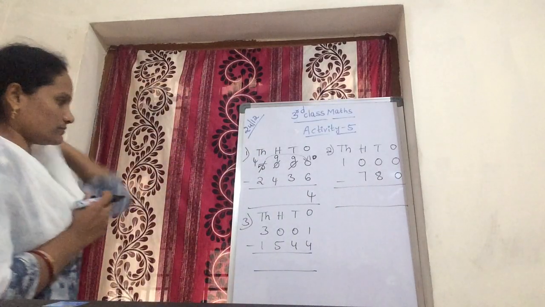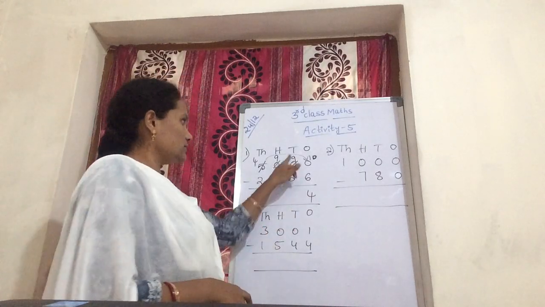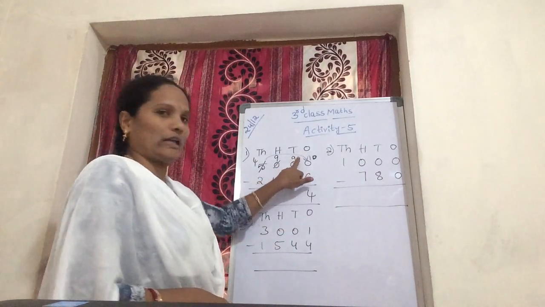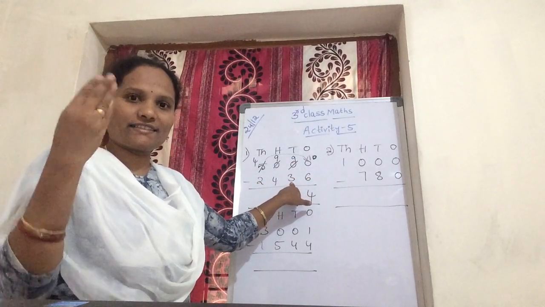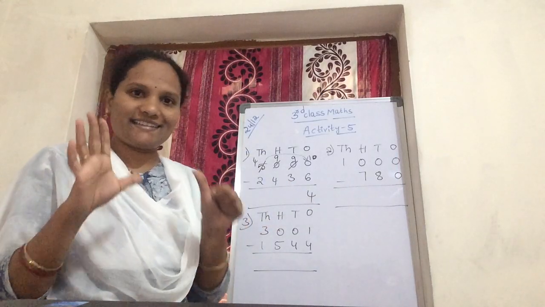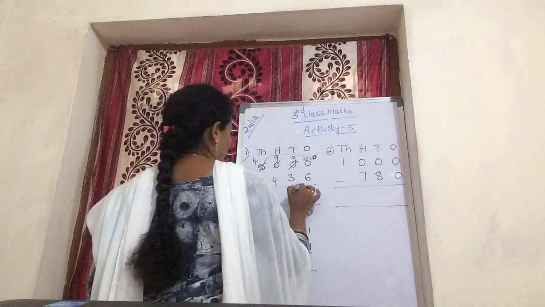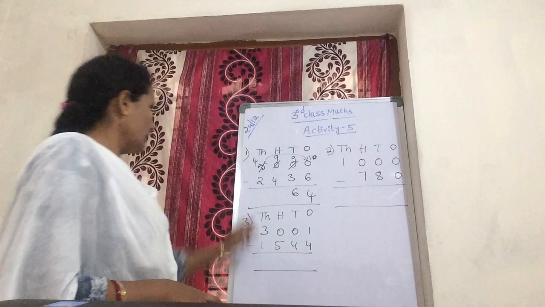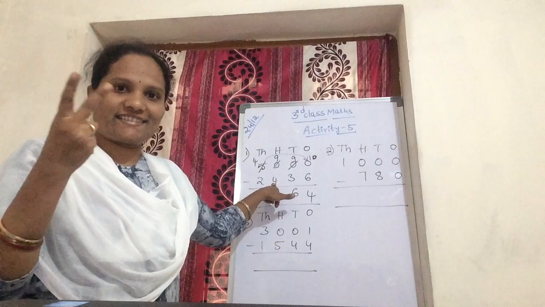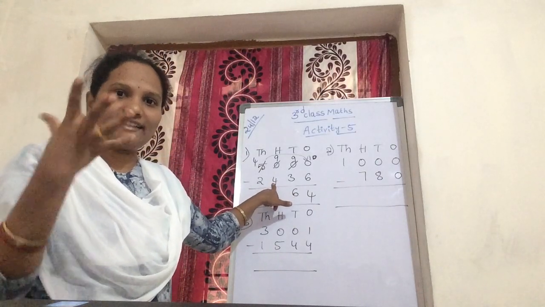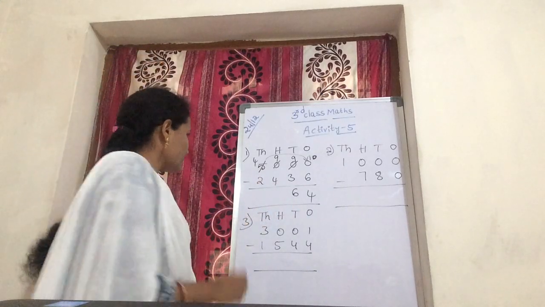Now next 9 minus 3. So 3 after 2 you count up to 9. 3 after 4, 5, 6, 7, 8 and 9. So you are getting how many? 6. Again 9 minus 4. Now 4 after 5, 6, 7, 8 and 9. So you are getting how many? 5. So what is your answer? 5.